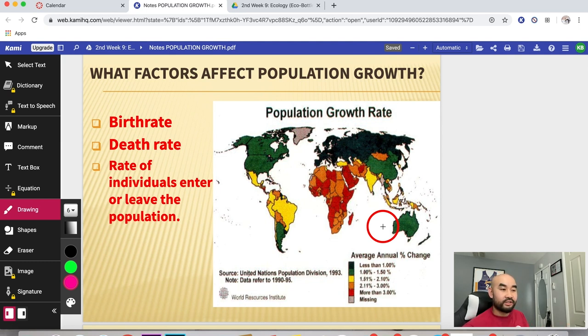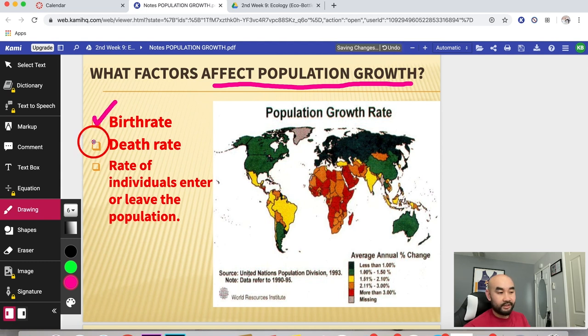So there are three different things that affect population growth. First is birth rate, how many babies are being born. Second is death rate, how many people die, because that does affect the population number. And the third is the rate of individuals moving in and out of the population. Let's say you focus on the USA population. We have to consider how many people move into the US and how many are leaving the US as well, beside babies being born and people dying in the US.